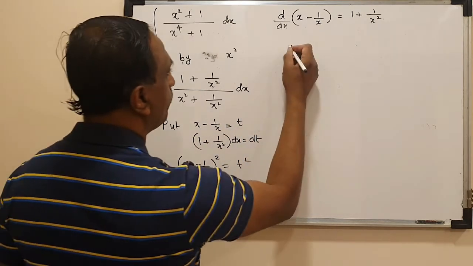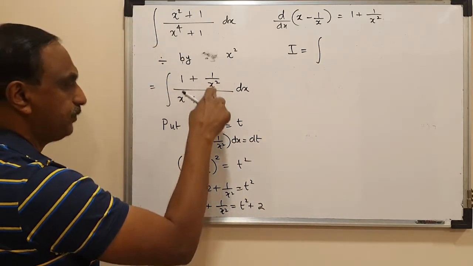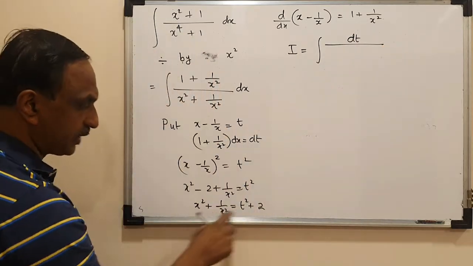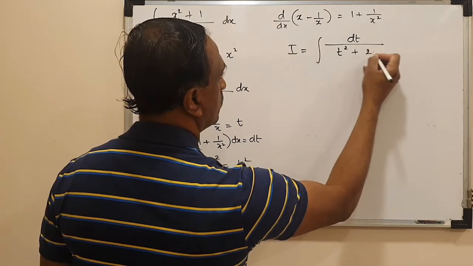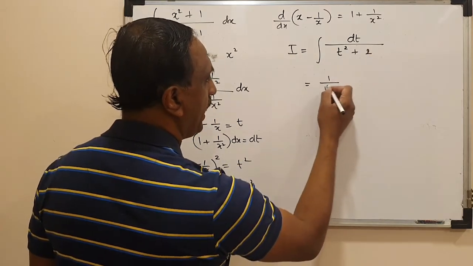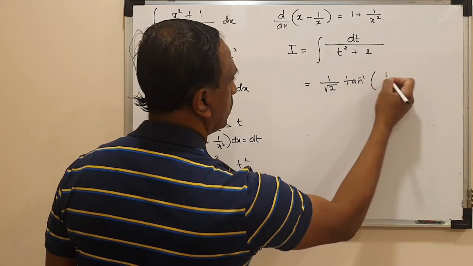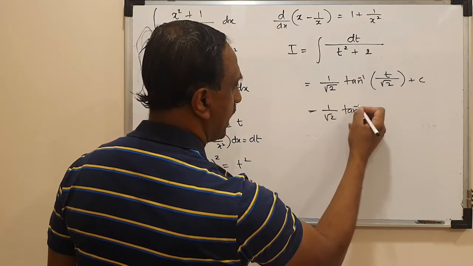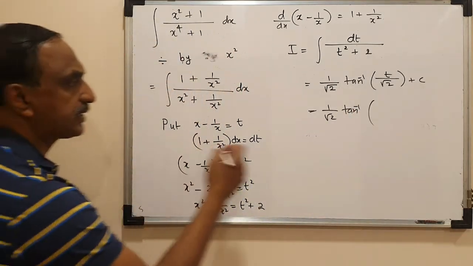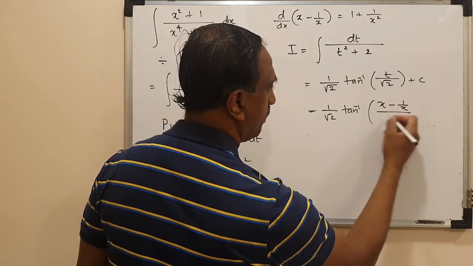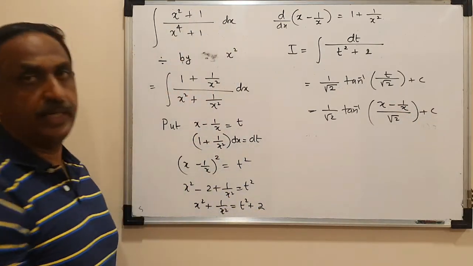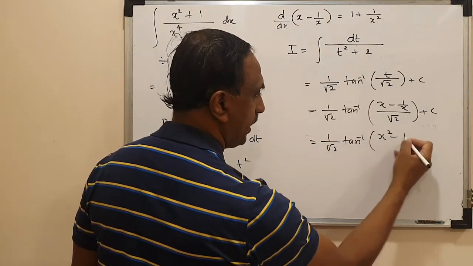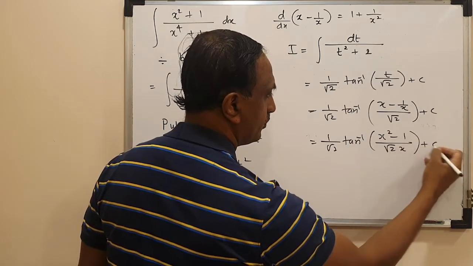So the numerator became 1 plus 1 by x square, which became dt. x square plus 1 by x square became t square plus 2. So I can write this as 1 by a tan inverse t by root 2 plus c. That is 1 by root 2 tan inverse. In place of t, I can replace x minus 1 by x upon root 2 plus c. You may take an LCM here. 1 by root 2 tan inverse of (x square minus 1) upon root 2 x plus c.